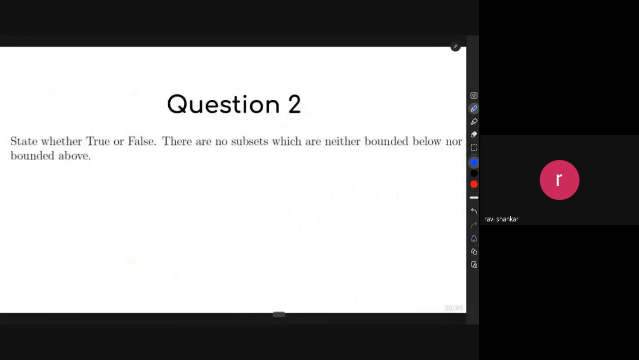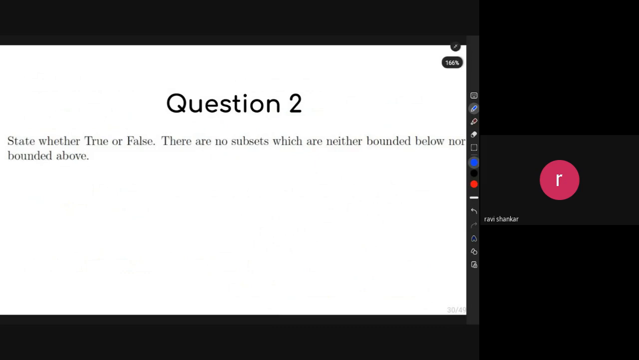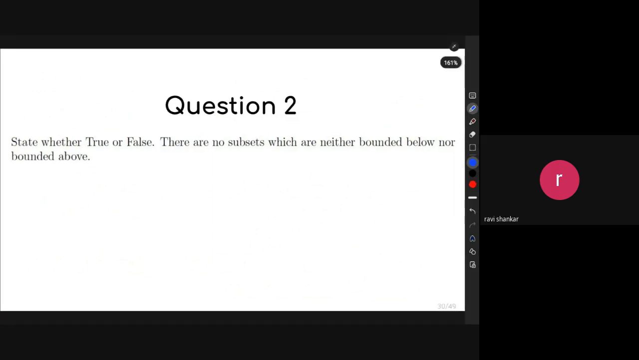Okay, so the next question is: state whether true or false, there are no subsets which are neither bounded below nor bounded above. I have already discussed what is bounded below and what is bounded above in my previous discussion session.